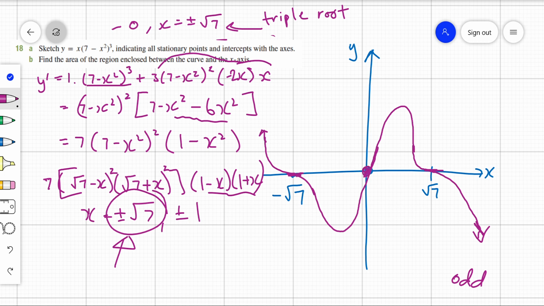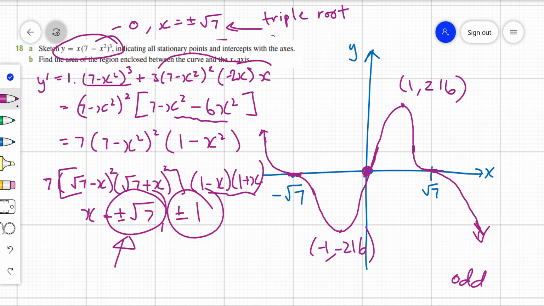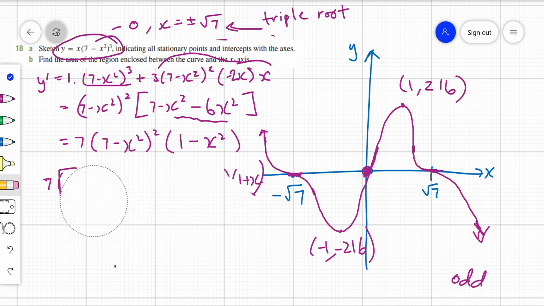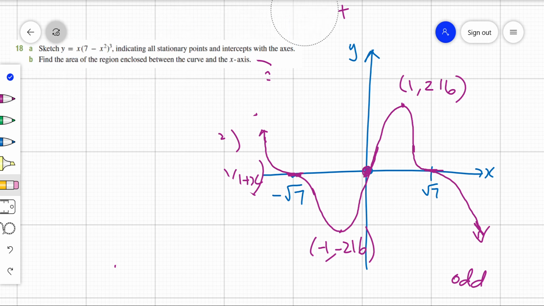Alright, so we know that these occur at plus minus 1, so this must be 1 something, and this must be negative 1 something. Now when I put my 1 and my minus 1 into x, 1 times 7 minus 1 is 6, 6 cubed is 216. Had that one recently, so this is minus 216 because it's an odd function. Alright, so we've got the curve going. So, you remember there's lots of different tools you can use. So up to you which tools you do end up using to get the curve.